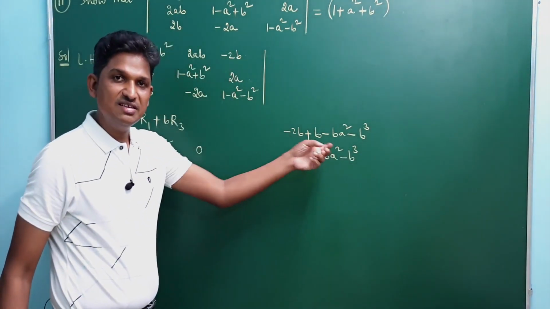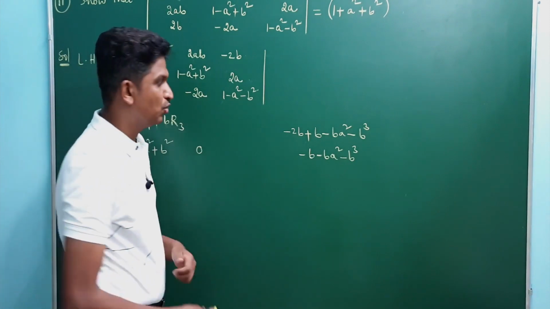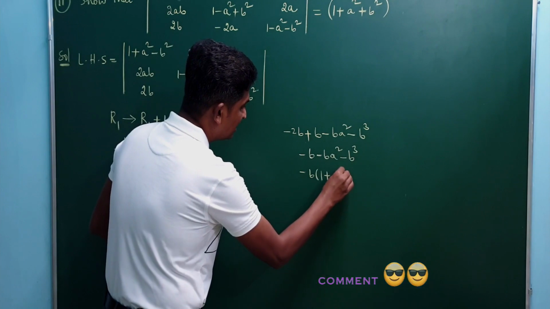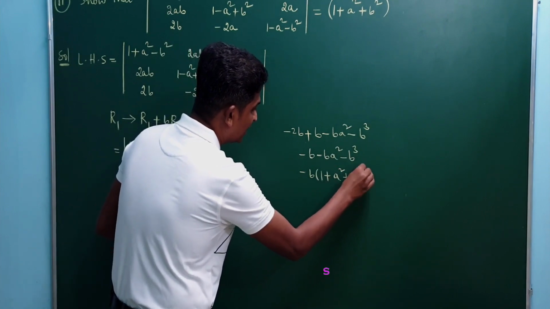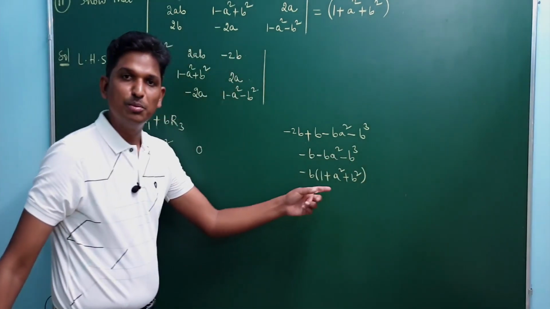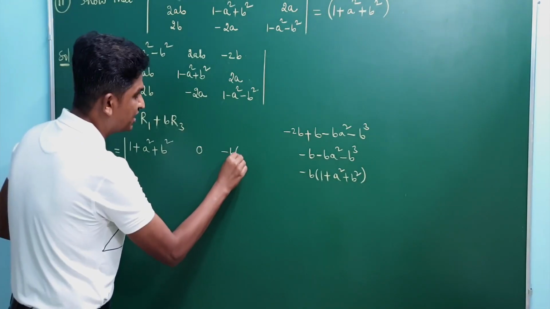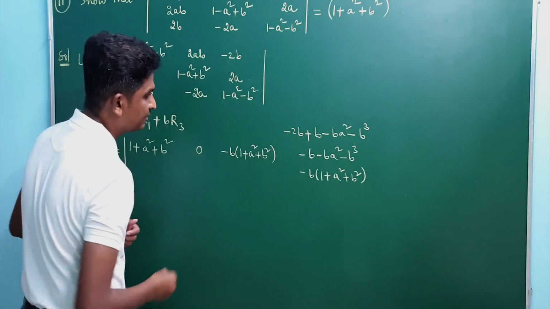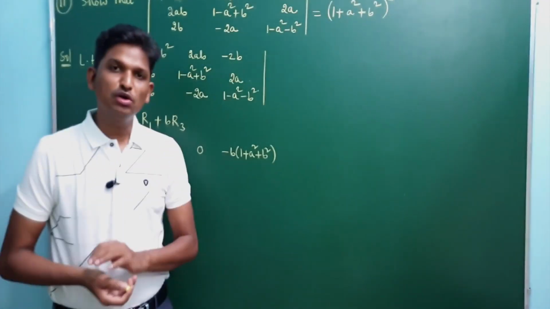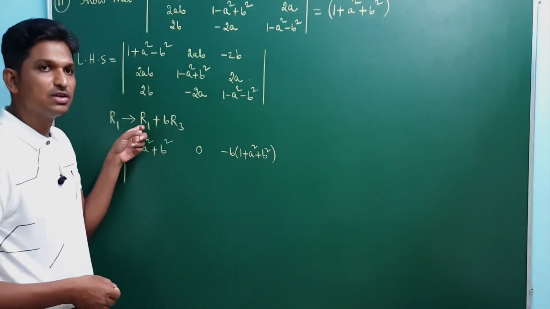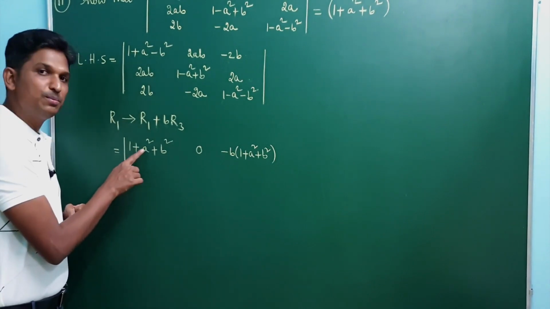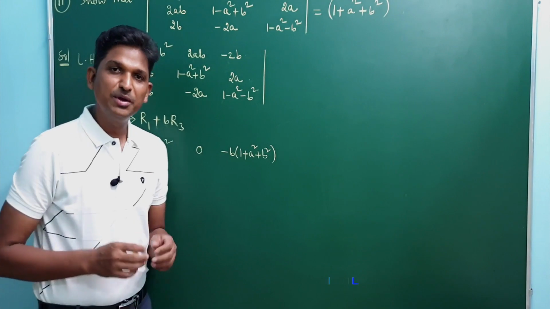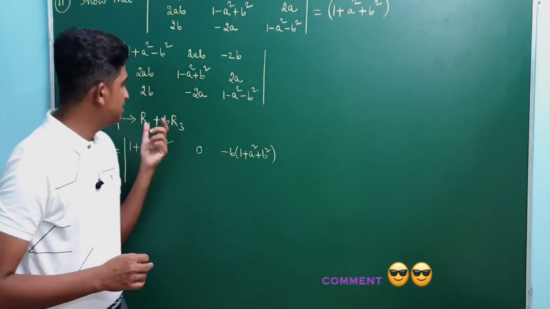What I'll do, in this I'll take minus b common. Let's see what happens. You take minus b common, what will you get? 1 plus a square plus b square. So if you take minus b common, you will get minus b into 1 plus a square plus b square. I think maybe you got an idea why I chose this operation. You see here, I got 1 plus a square plus b square. Because of this reason only, I chose this operation.